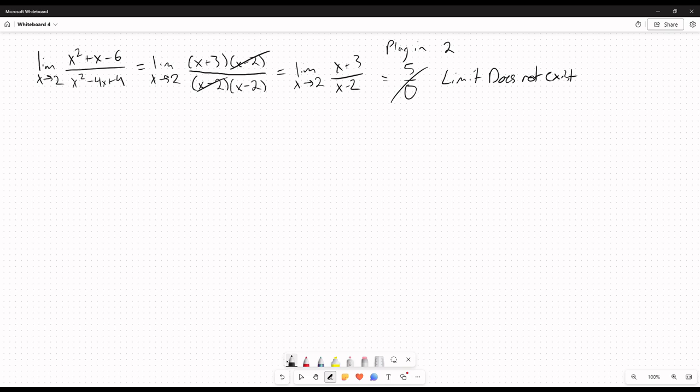And this shows us that we might start off with a case that's 0 over 0 and end up with something that's a number over 0 after doing some factoring and simplification.